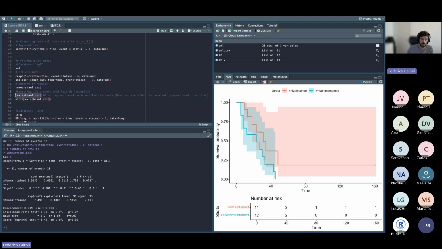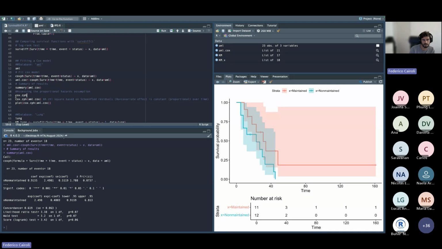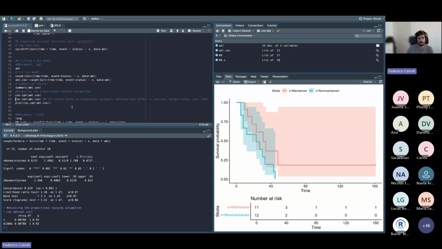To do that, we use this specific function, which is cox.zph, and then again the same object that we defined when we created our Cox model for MLL, and we just run this specific function. You will see that what you obtain is very brief. Basically, a p-value, and I have some information here.